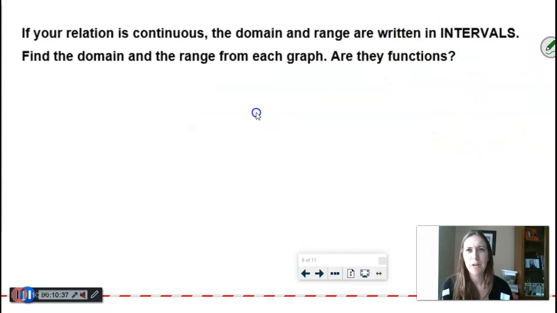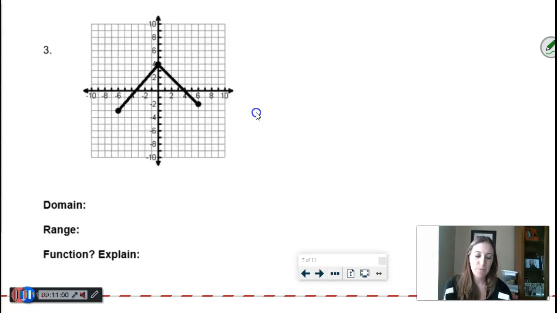I know, it's strange. So now let's talk about what if we have a continuous function, or a relation, I should say. So how do you write domain and range if it's continuous, meaning everything's connected? It's not just a listing of ordered pairs this time. Well, we're going to have to write them as intervals, because if I say give me every single x value that a line hits, you can't, because it goes on forever and ever and ever. So let's look at this example.